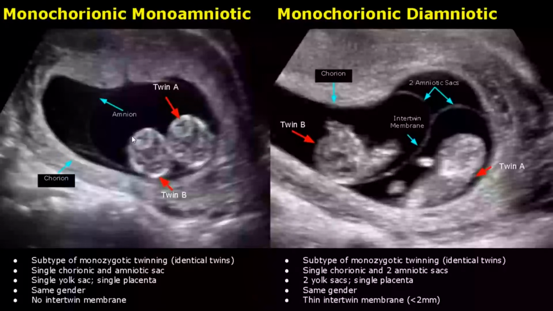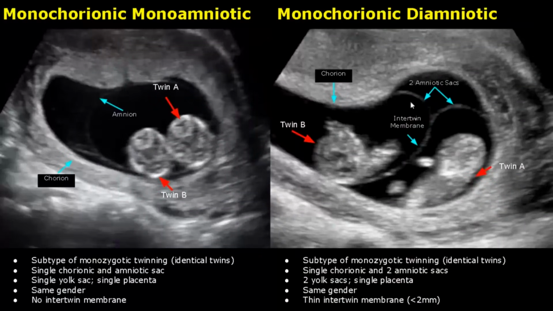Today we will study twins ultrasound. Twins are classified as monozygotic or dizygotic based on the type of fertilization. In monozygotic twinning, a single egg is fertilized by a single sperm. This is further subdivided based on the number of chorionic and amniotic sacs.